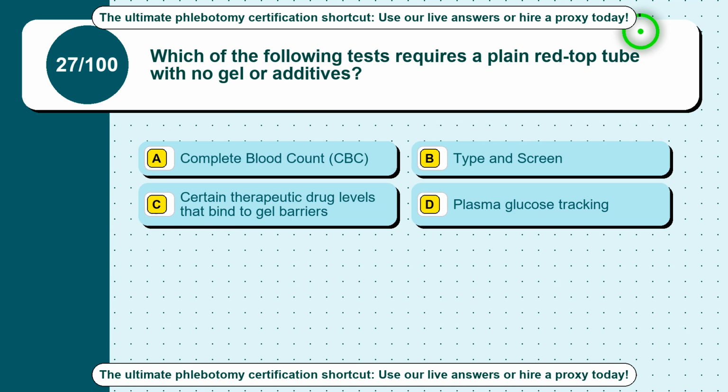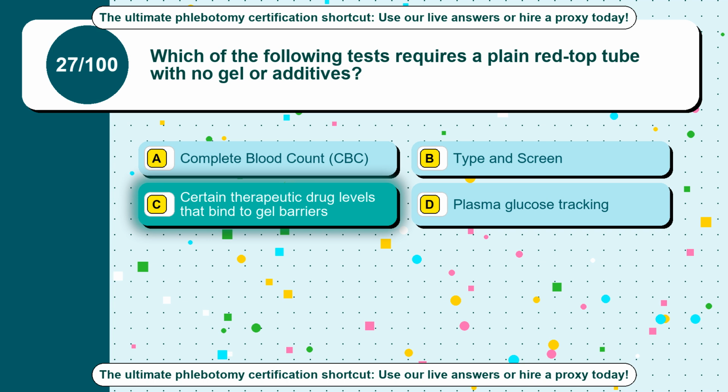Question 27. Which of the following tests requires a plain red top tube with no gel or additives? Option A, complete blood count, CBC. Option B, type and screen. Option C, certain therapeutic drug levels that bind to gel barriers. Option D, plasma glucose tracking. The correct answer is option C, certain therapeutic drug levels that bind to gel barriers.